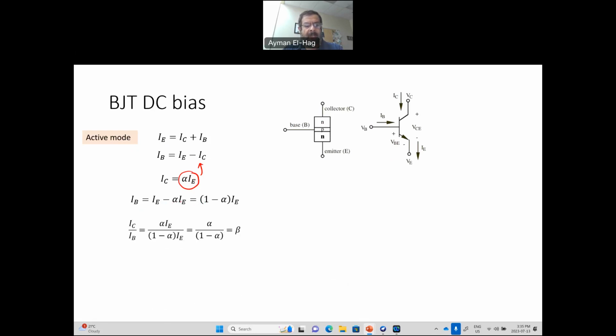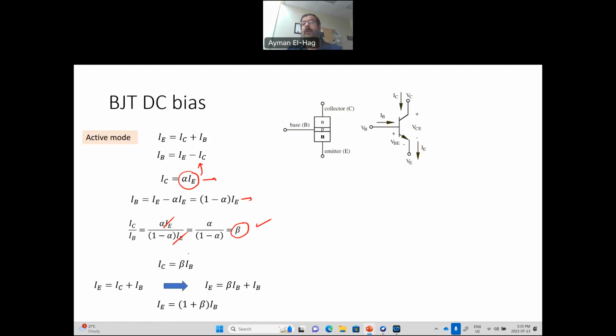Then we will divide this equation by this equation. So IC over IB will equal alpha over 1 minus alpha, since IE cancels, and we will get beta. Beta is a very important constant that is usually given in the question, and we will use it in the active mode. So basically your IC is equal to beta times IB. All I need to find is IB. Once I know IB, I can find IC with this relationship. Once I know IC, applying KCL, I can get IE. So the whole problem becomes how to find your IB.